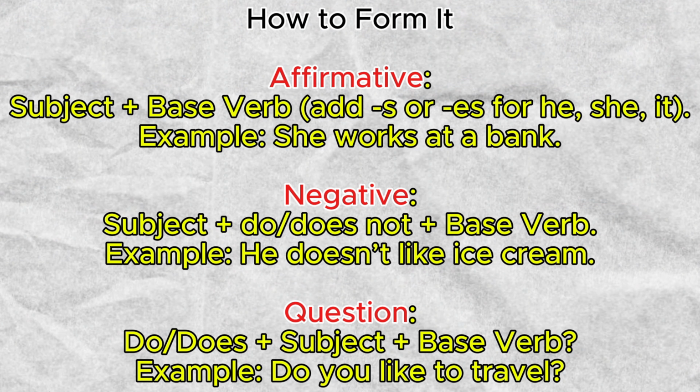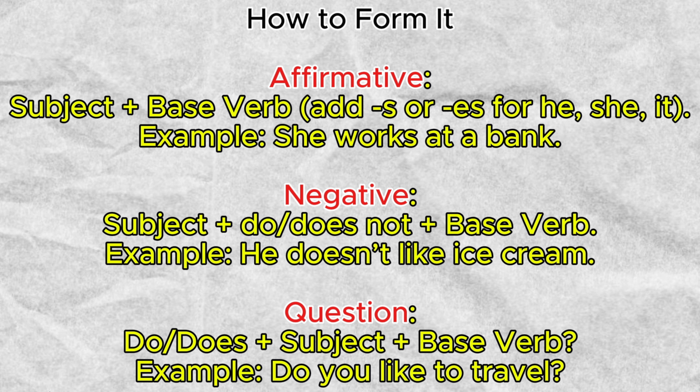How to form it. 1. Affirmative. Subject, base verb, add s or es for he, she, it. Example, she works at a bank. 2. Negative. Subject, do, does not, base verb. Example, he doesn't like ice cream. 3. Question. Do, does, subject, base verb. Example, do you like to travel?